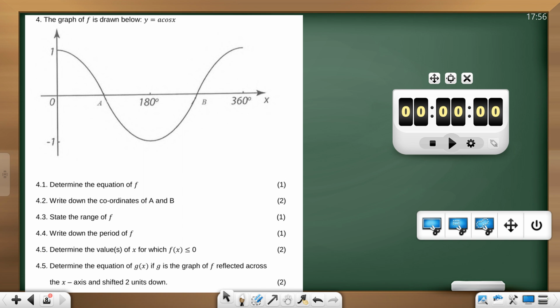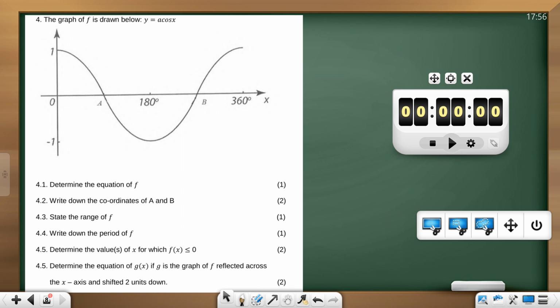Hi guys, did you manage? Did we manage to finish? Okay, let's mark this. For those of you writing, you can use this paper. I'll send it to you. I'll send you the memo. You just go through and mark.